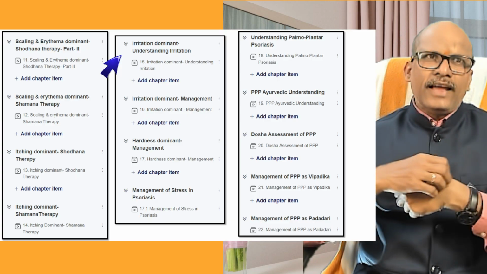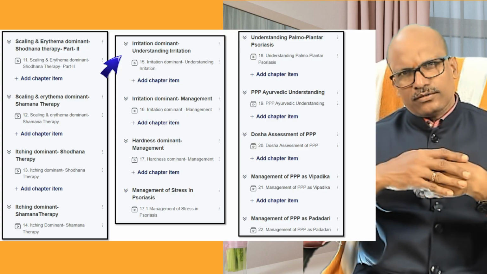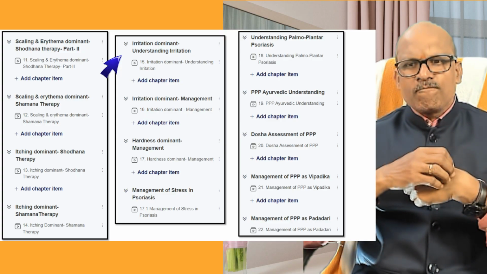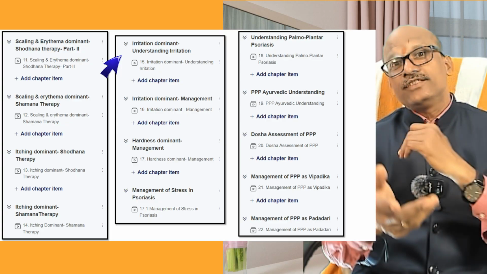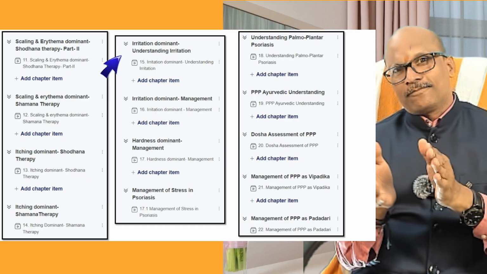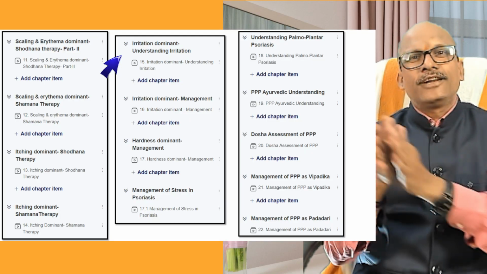If something is actually itching, then also we scratch. We call it itching. When a patient comes to us, the patient will not tell us I am scratching. The patient will tell there is itching. Now, how to differentiate whether it is itching or irritation? Because treatment for both is entirely different. For itching it is different, for irritation it is different.